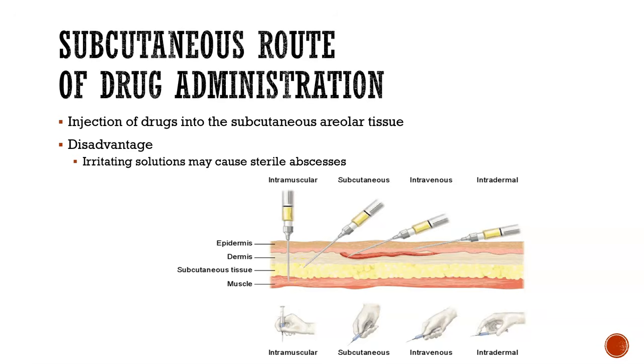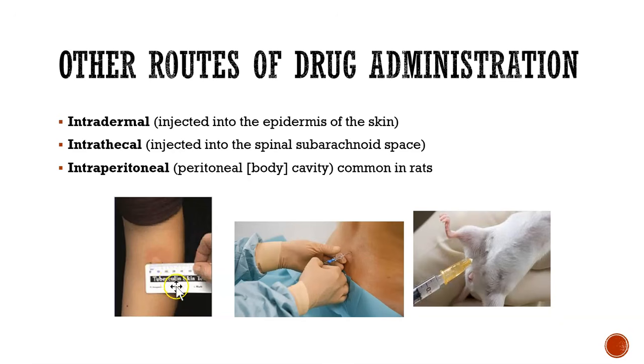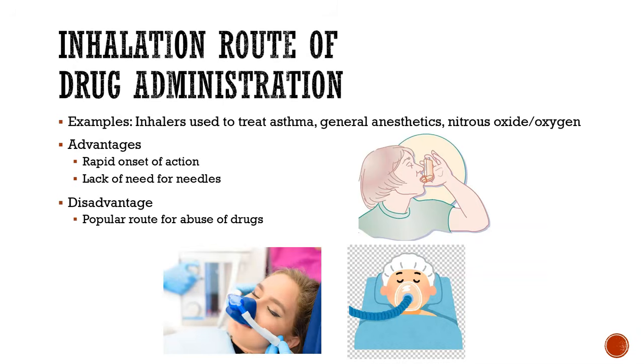And then we also have other routes such as intradermal. Dermal means into the epidermis of the skin, so into the skin, like your TB test. When you got your tuberculosis skin test done, it was intradermal. If you ever have an epidural, that is intrathecal. So many routes. There's also inhalation, like nitrous oxide. When you need to go to sleep for surgery, that's another option. So these are ways drugs are administered while you inhale them.